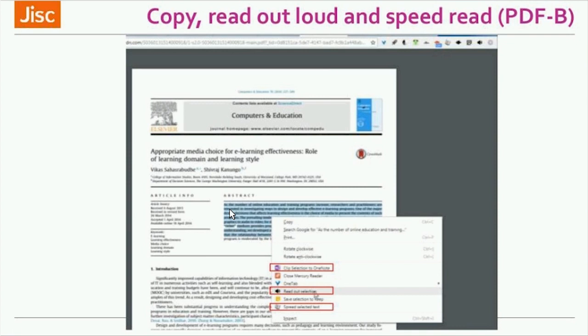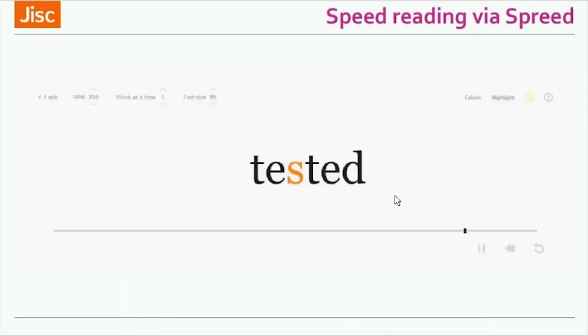So here on this slide, I've selected some text. I've right-clicked that first red bar, and clipped it to OneNote, so it helps me with note taking. That second red bar, I've right-clicked and got it to read out loud with my selection reader. And then the last one, I've right-clicked and sent it to Spreed. Spreed is a speed reading plugin which presents that content one word at a time. You can change the font size, the number of words presented and the speed at which they're presented.